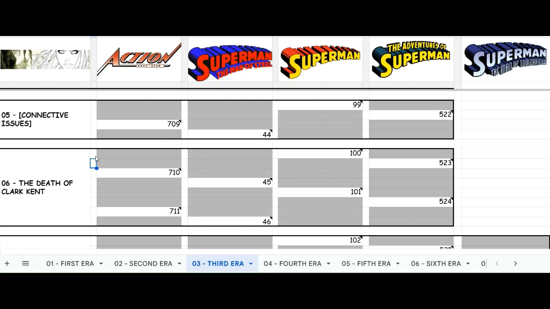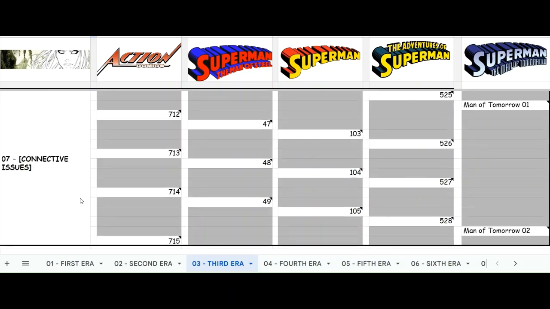Next up, we have Action Comics 710, Man of Steel 45, Superman 101, Adventures of Superman 524, Action Comics 711, and Man of Steel issue 46. Quick check on the triangle numbers, that's triangle number 25.